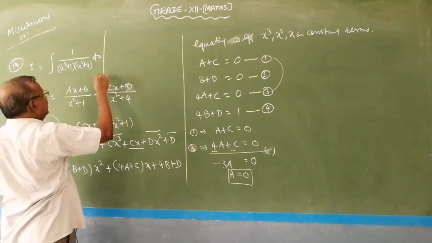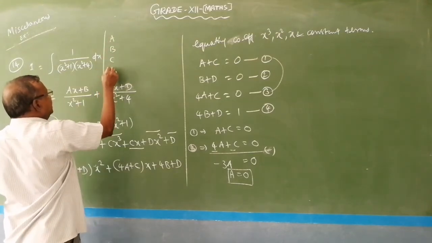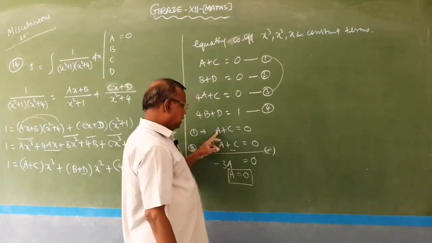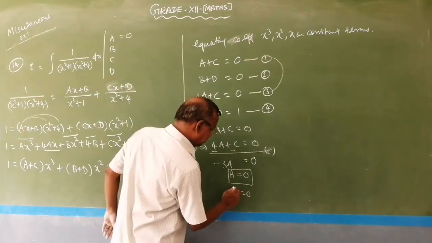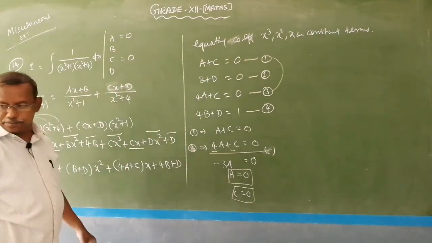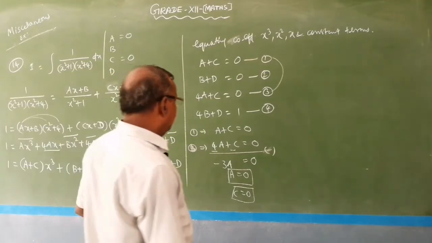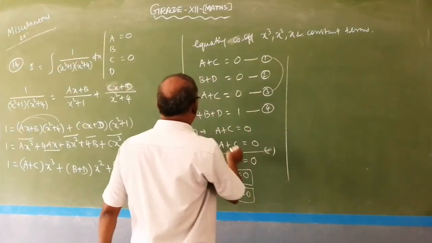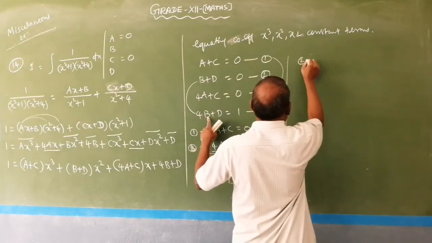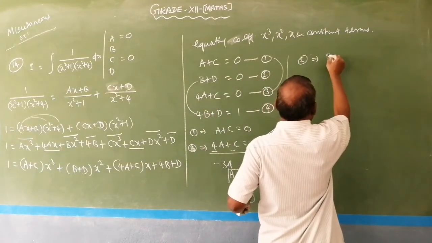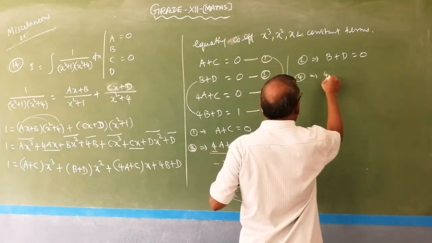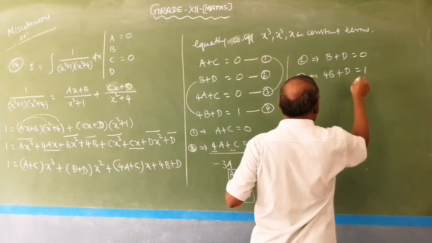So, for our convenience let me write here a, b, c, d, a equal to 0. Substitute a equal to 0 above, a equal to 0 means c is also 0. Substituting in the first equation we have c is also equal to 0, and compare equations 2 and 4. We have common terms. Now, second equation is b plus d equal to 0, and the fourth equation is 4b plus d equal to 1.